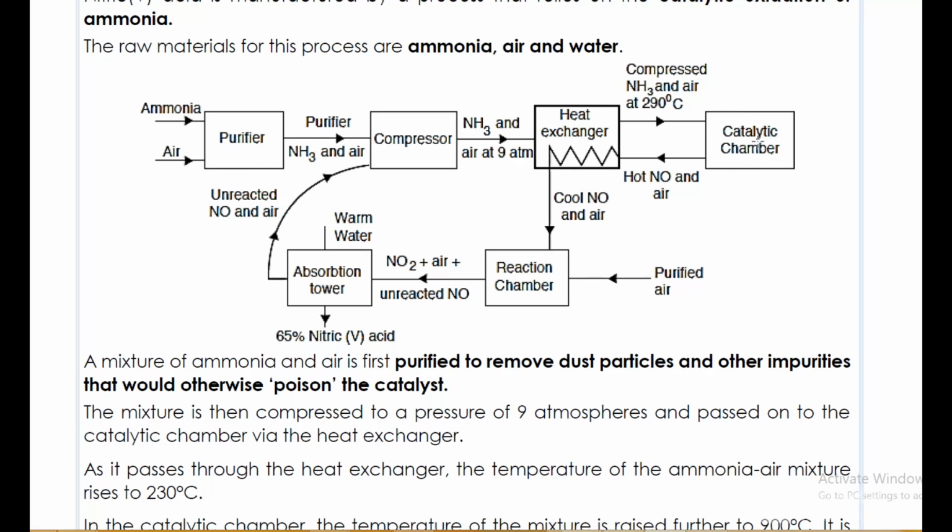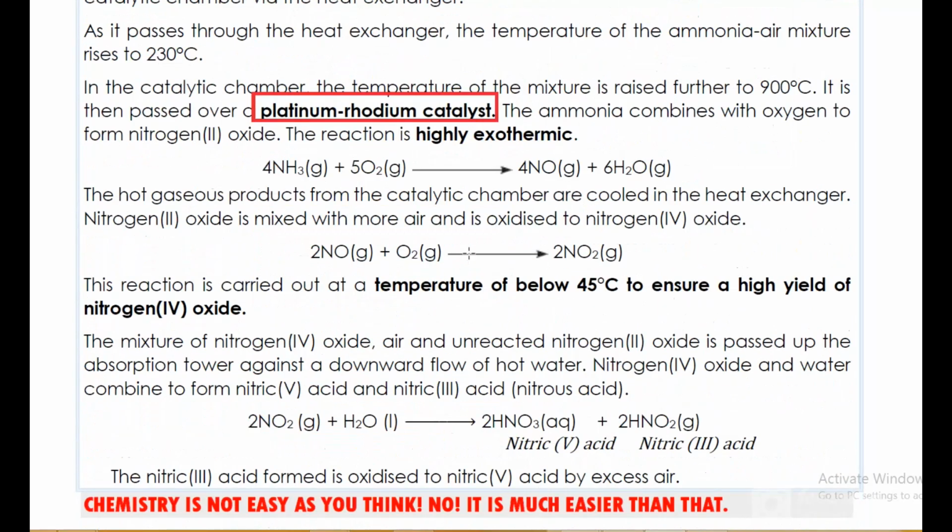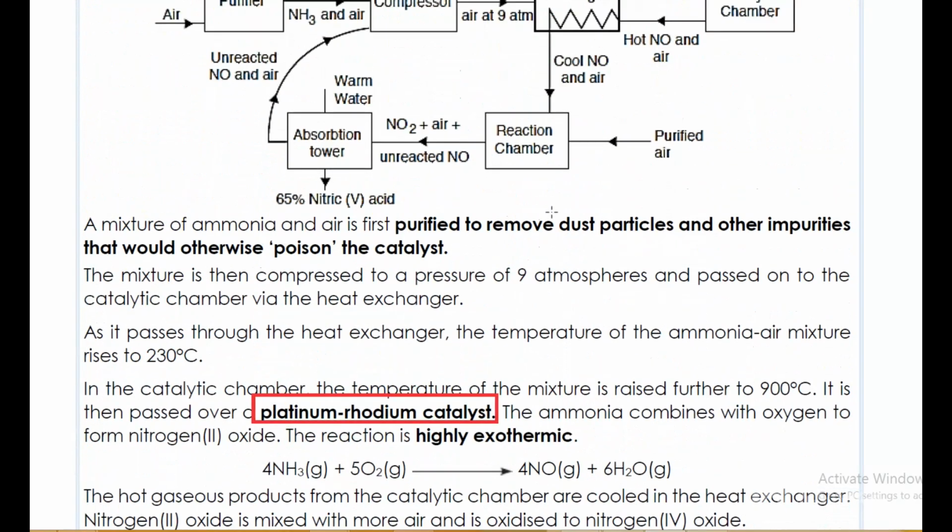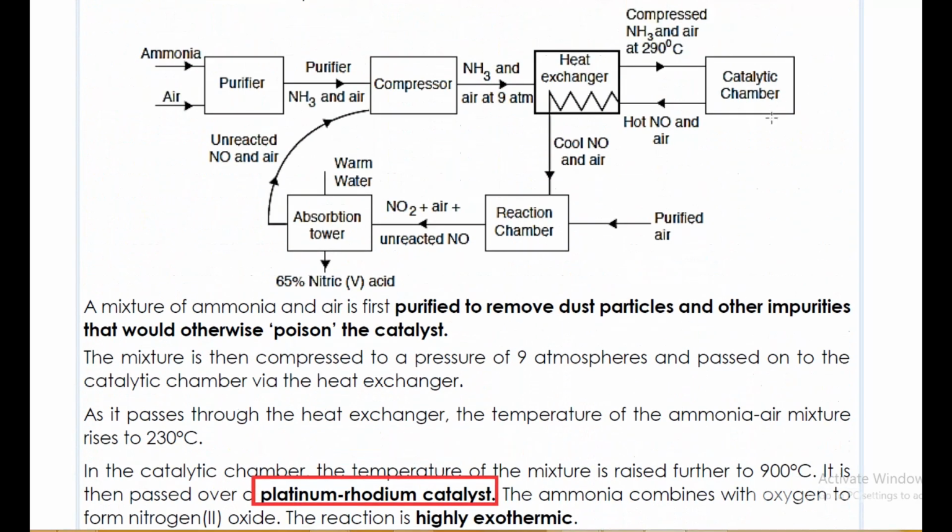nitrogen 2 oxide is formed, because the reaction in the catalytic chamber is ammonia combines with oxygen in the presence of platinum rhodium catalyst to form nitrogen 2 oxide. This gas here is called nitrogen 2 oxide. So this is the gas that is formed in the catalytic chamber. Once it is formed in the catalytic chamber, the gas goes back to the heat exchanger where some heat is removed.